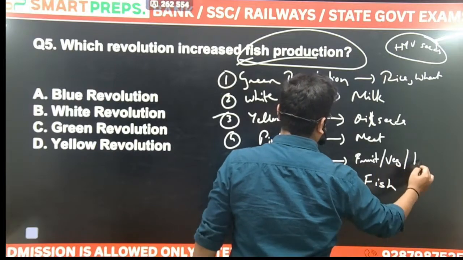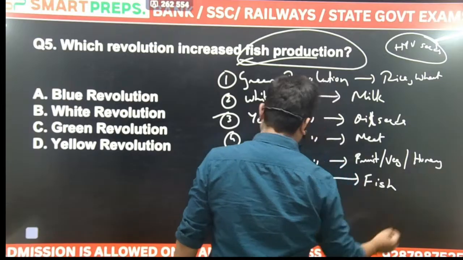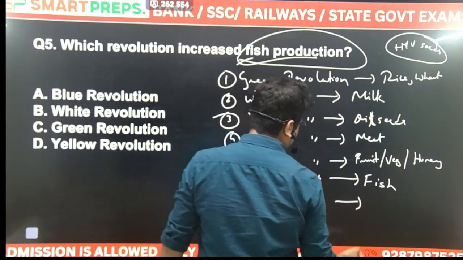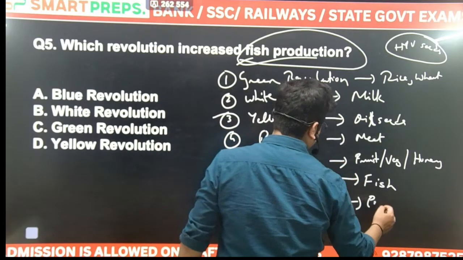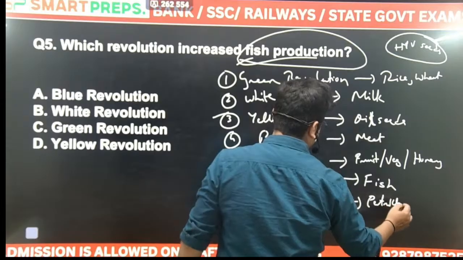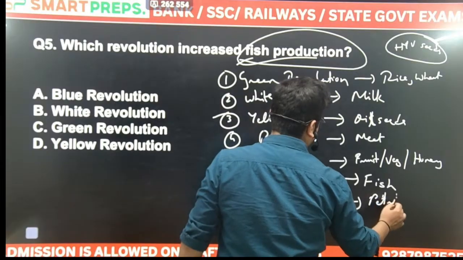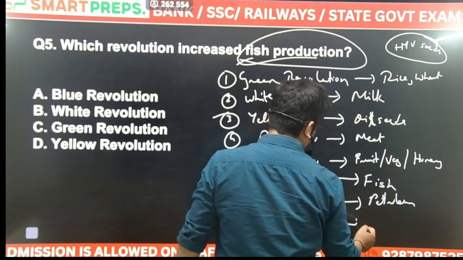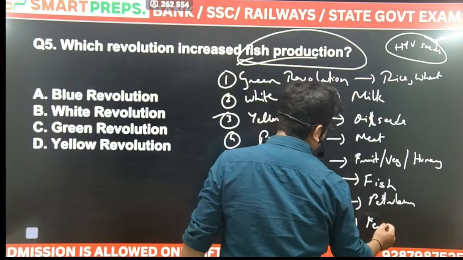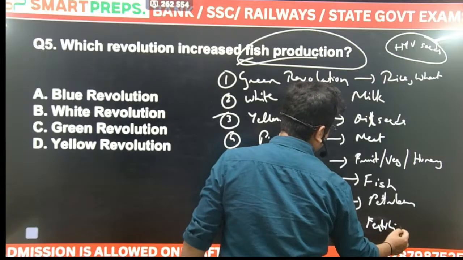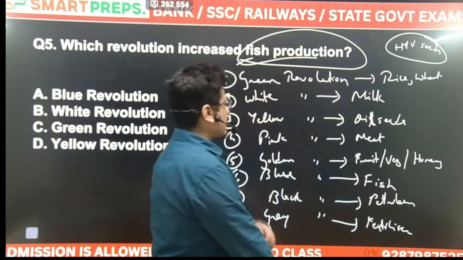Fruits, vegetables, honey production. Black Revolution was for petroleum products, not petrochemicals. Grey Revolution was for increased fertilizer production. Okay, try to remember all of this.